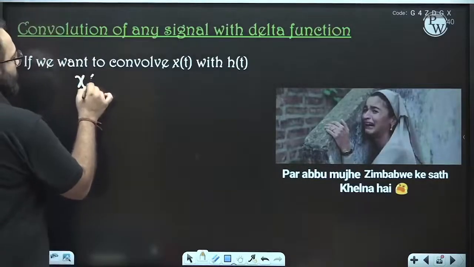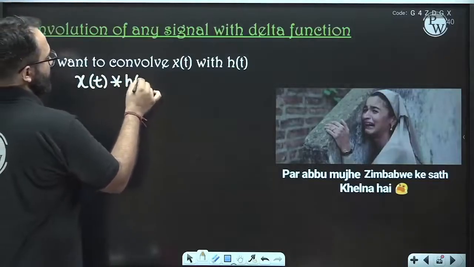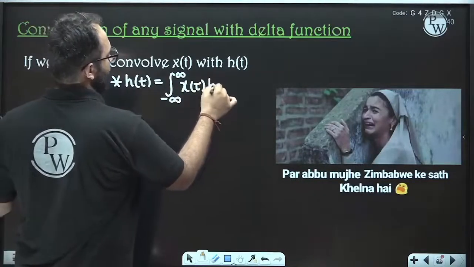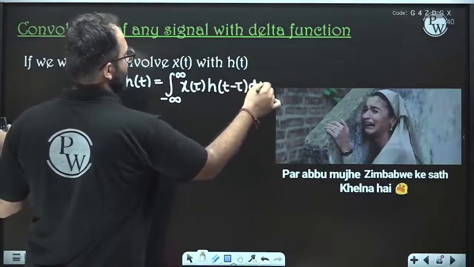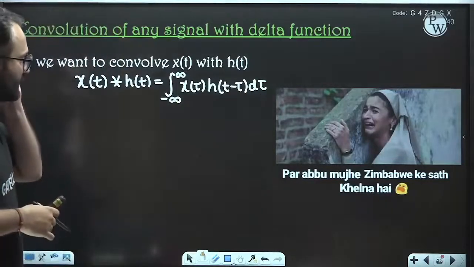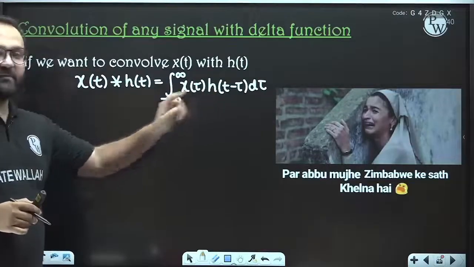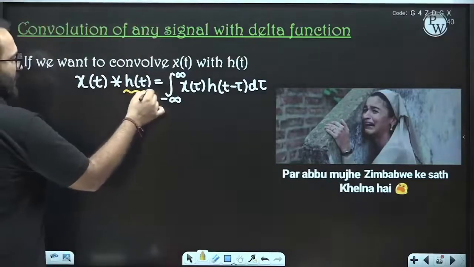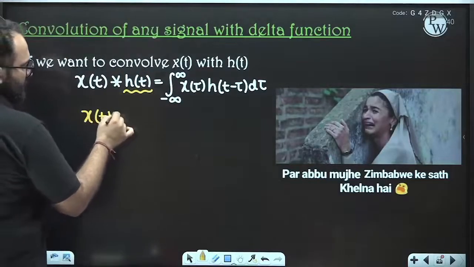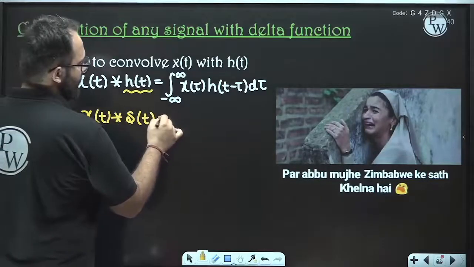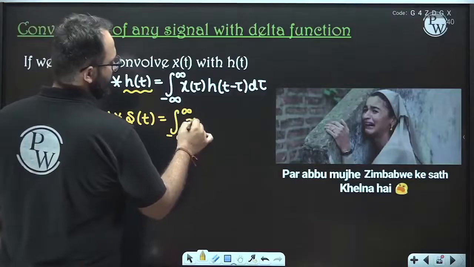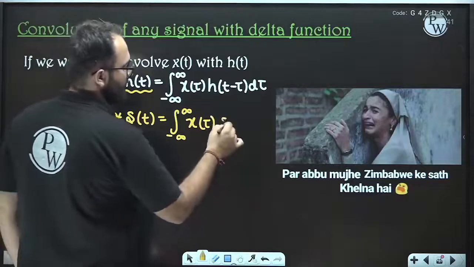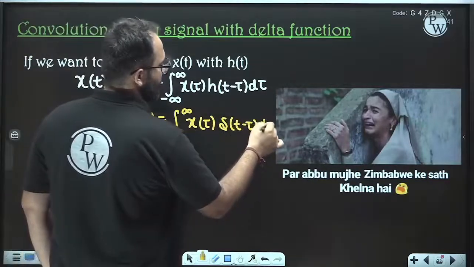x(t) convolution h(t) is equal to the integral from minus infinity to infinity of x(tau) h(t minus tau) d tau. Okay, we know this formula. Now if in place of h(t) we put delta(t), then x(t) convolution delta(t) will be equal to the integral from minus infinity to infinity of x(tau) delta(t minus tau) d tau.